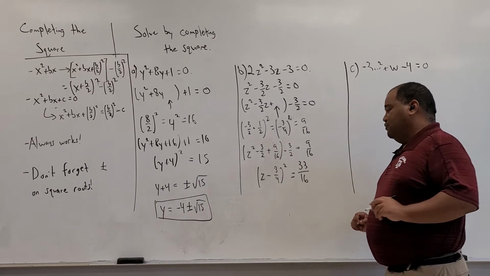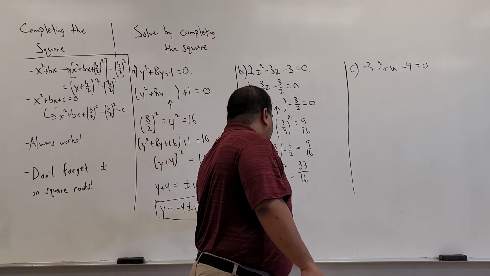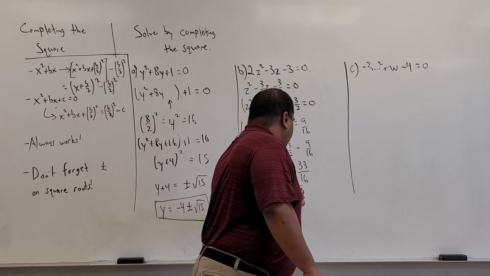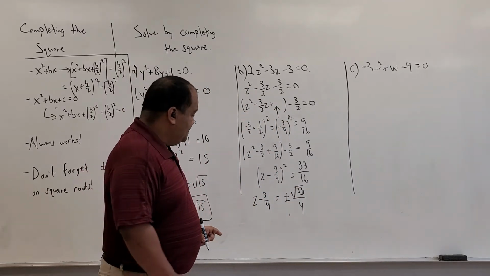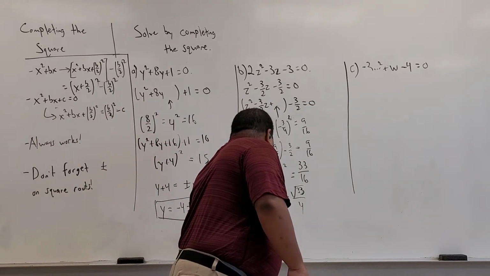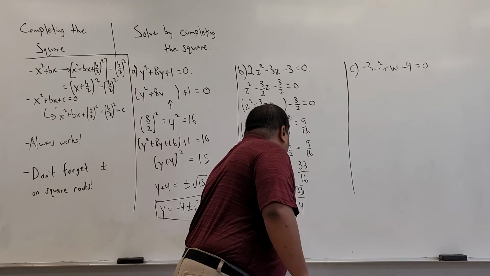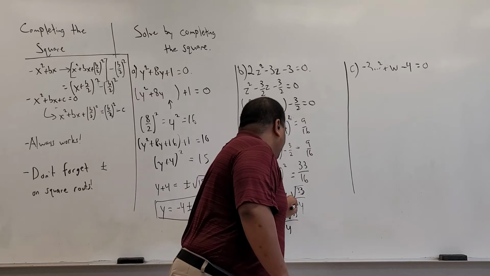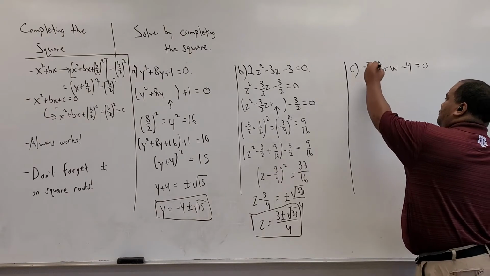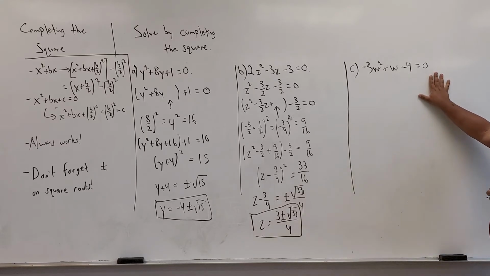Now we take the square root on both sides. So this gives me z minus 3 over 4 equals plus minus square root 33 over 4, because the square root of 16 is 4. And finally, we add 3/4 to both sides, and we arrive at z equals 3 plus minus square root 33 over 4. And now we have one more example here. We have minus 3w squared plus w minus 4 equals 0.